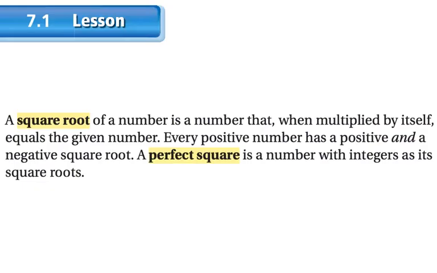First, we'll define some of the key terms we're going to use. In this lesson, it says a square root of a number is a number that, when multiplied by itself, equals a given number. Every positive number has a positive and a negative square root. A perfect square is a number with integers as its square roots. We're going to see both of those terms in our first example.